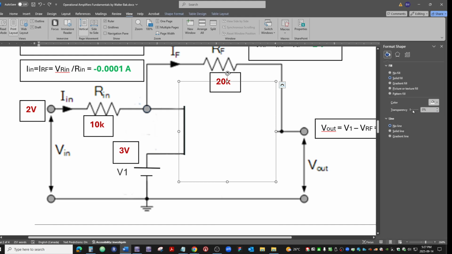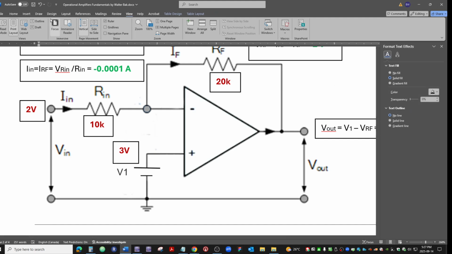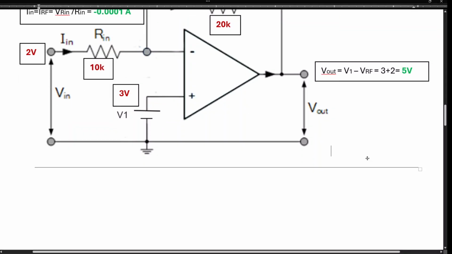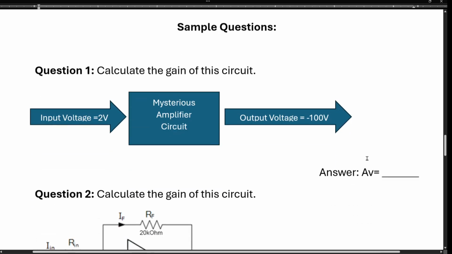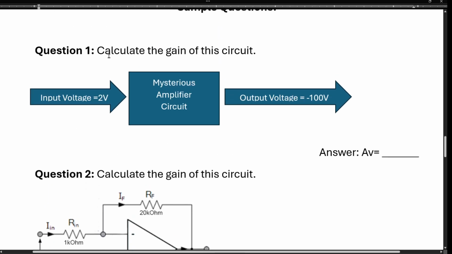Let's format that shape again and just get that back here. Over here, I'm going to give you a quiz based on that sheet here. I'm going to ask you to calculate. Here's question number 1. Here's the mysterious amplifier, whatever it is. Here is the value on the output. Here's the value on the input. What is the gain, AV? So calculate the voltage gain of the circuit.